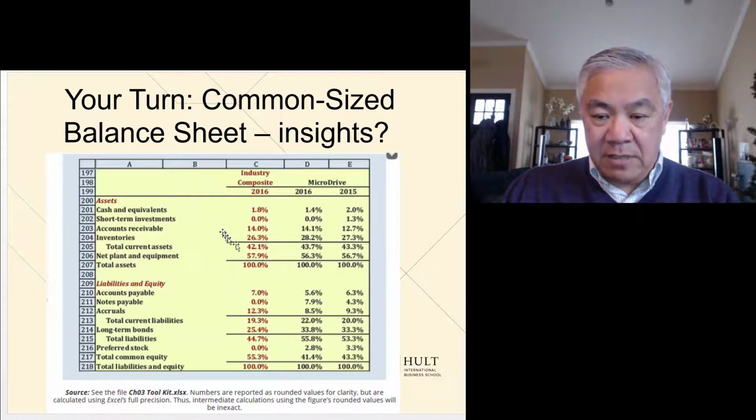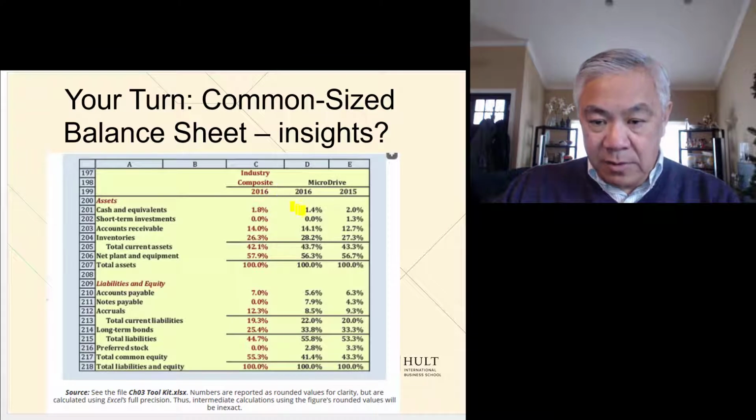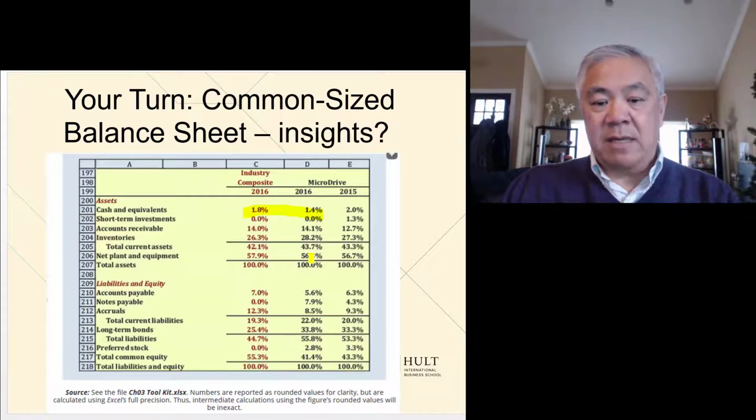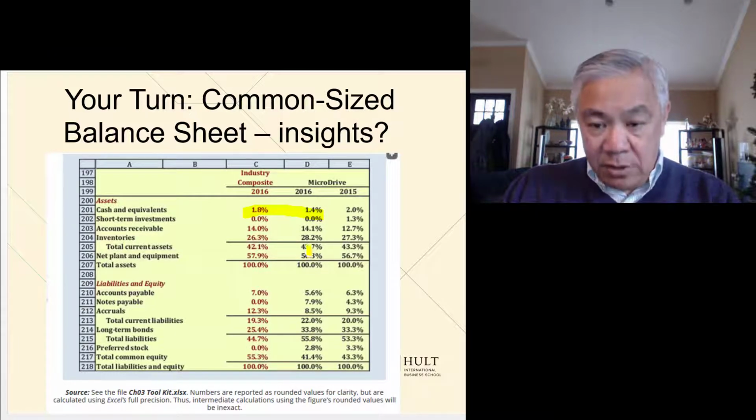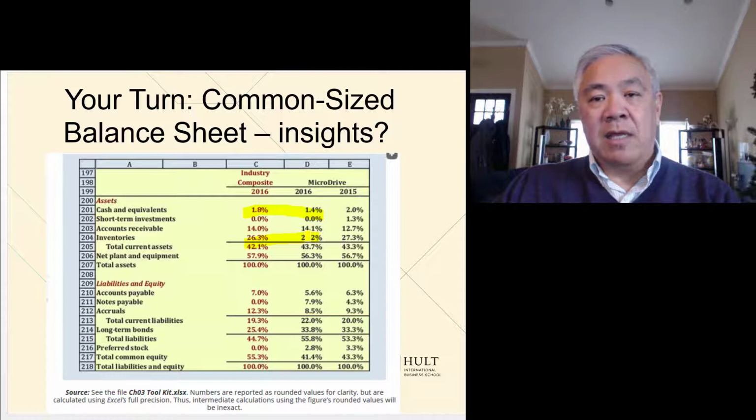Now, if we compare these two columns, Microdrive versus the industry, we see what we have noticed before, which is the amount of assets for the Microdrive is below an industry average. We also see that the total assets here for industry is 42% versus 43%. So we have higher assets necessary to run the Microdrive business than the industry at large.